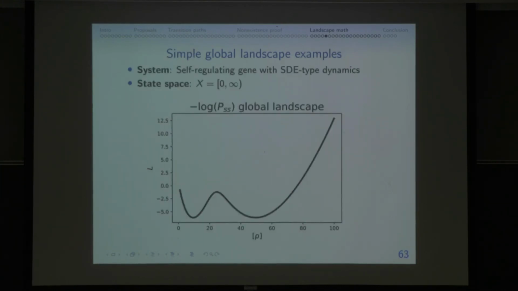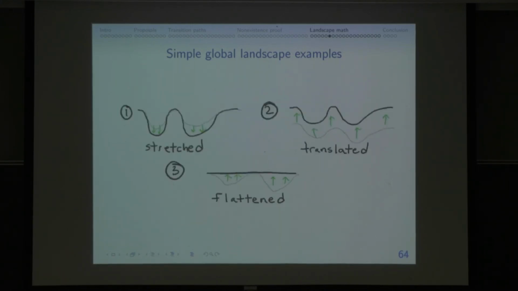Here is an example of a self-regulating gene model, which I came up with. You can calculate exactly the steady state probability distribution. You can take minus the log and think about the Jin-Wang landscape, and it looks like this. You have a pit over here, and then you have a pit over there. This satisfies the definition that I just showed you. But there are three other things that satisfy the definition, as you can see in my beautiful artistic renditions.